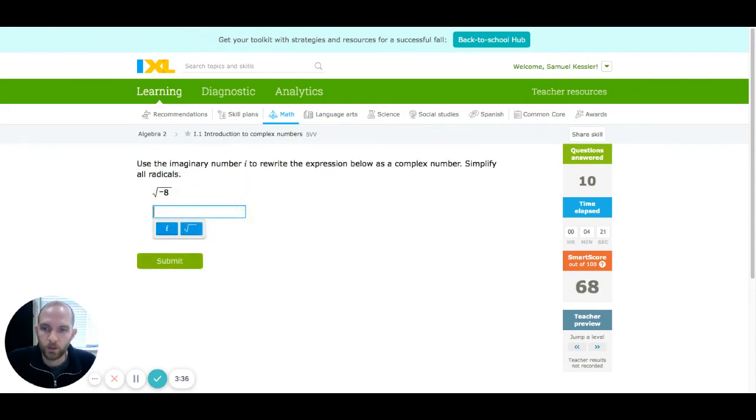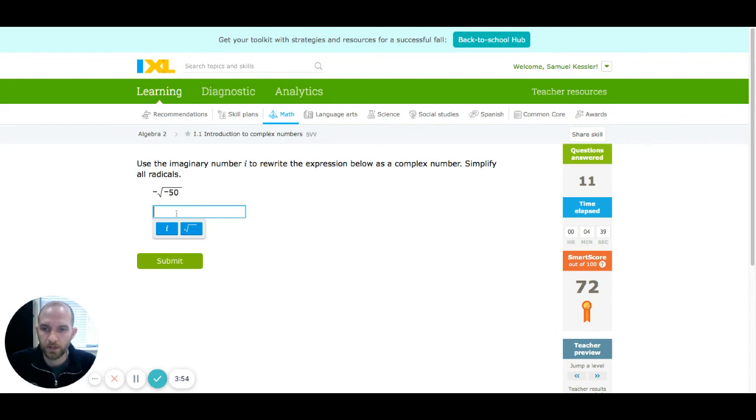With 8, we know that 8 would be 4 times 2. So we could take the square root of 4, which is 2, and then we have square root of 2. So the square root of 8 would simplify to 2 square root of 2. And that negative underneath means it needs to be imaginary.